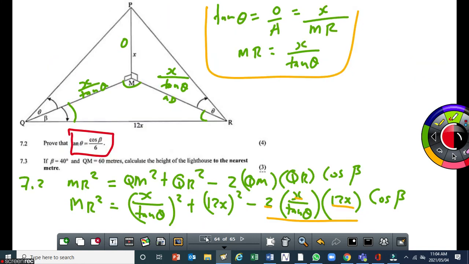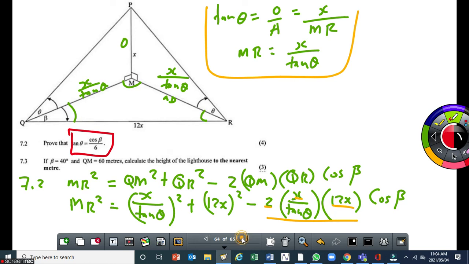The next one says if beta is 40 degrees and QM is 60 meters, calculate the height of the lighthouse to the nearest meter. The height of the lighthouse is x, remember. It's x. So already we had the formula from 7.1. So we know QM, but here we are also given beta. So for me to calculate QM, in this case I need to calculate x.